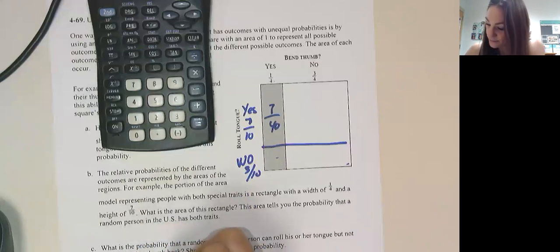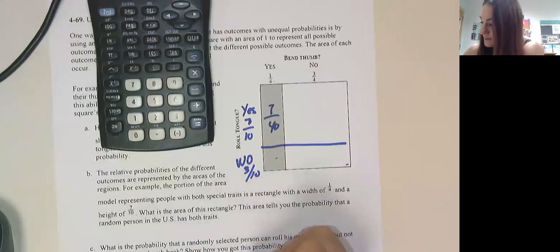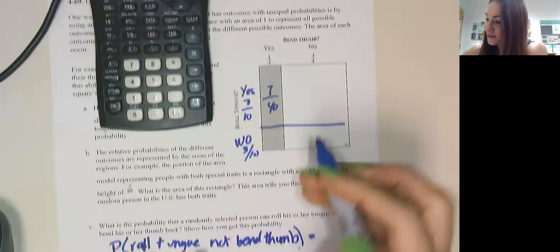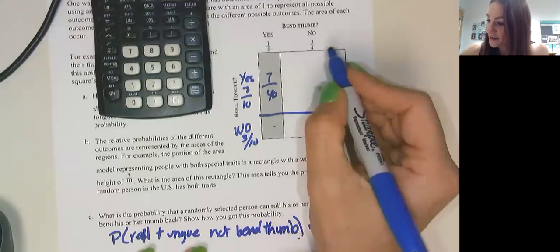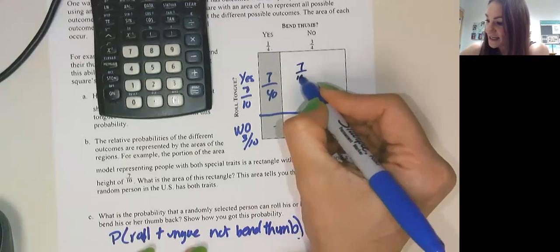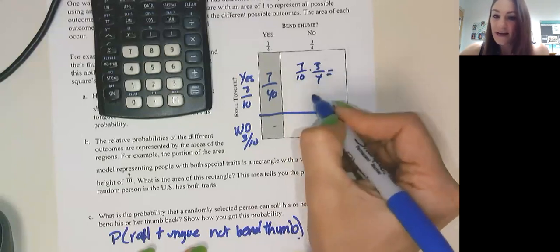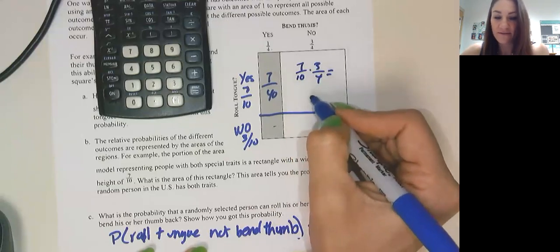So now it says, what is the probability that someone could roll their tongue, but not bend thumb? Okay, so roll tongue, yes, but not bend thumb. So here we do the 7/10 times the 3/4, and that would give us the probability of that event.